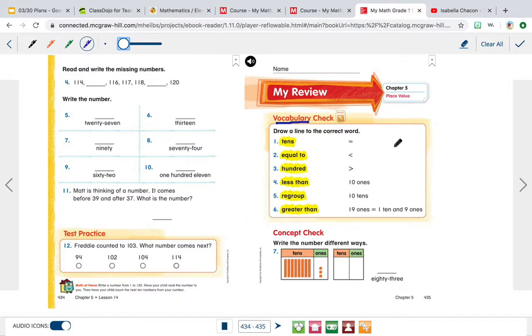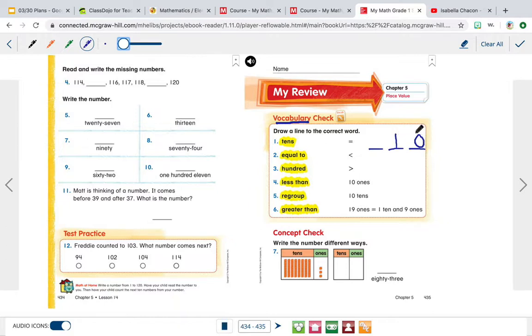Now remember, there are three place values that we've learned about: hundreds, tens, and ones. The hundreds are this digit right here, our tens are the middle digit, and our ones are the last digit. So if I have 10, my 1 is going to go in the tens place, and my 0 is going to go in the ones place. Now, tens mean that I have 10 ones.